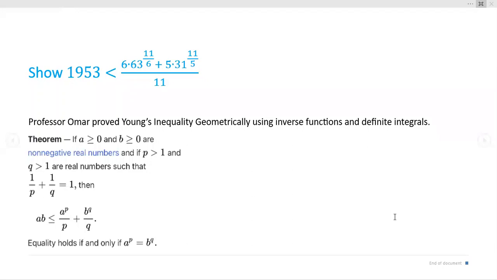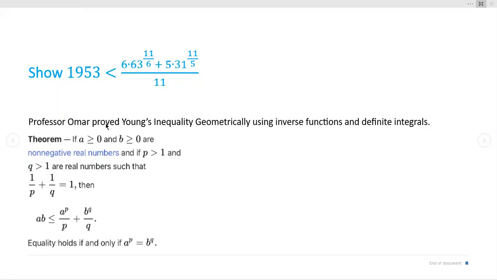I have an interesting new inequality I want to talk about, or a general proof about an inequality. Now, I'm not going to talk about the proof hardly any, but I'm going to utilize the result of the proof. It's called Young's inequality. And I found out about it at Professor Omar's site. It was really cool how he did it.